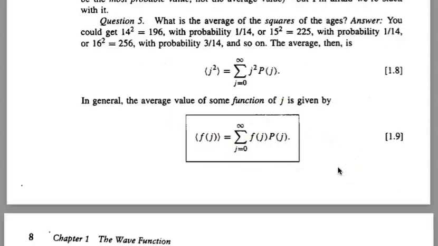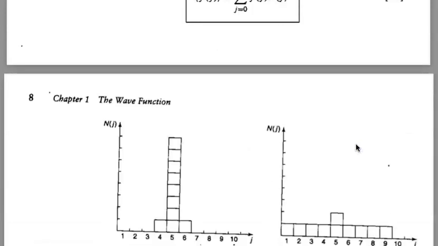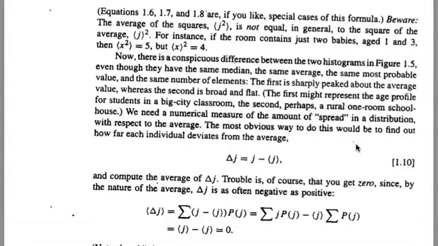Then for any function of j, the expectation value of f of j is the sum over j going from 0 to infinity of f of j times p sub j. This is probably the most important expression here pertaining to quantum mechanics, equation 1.9. All right, so this is the histogram.